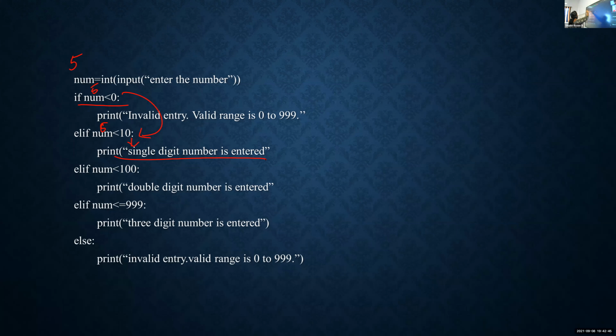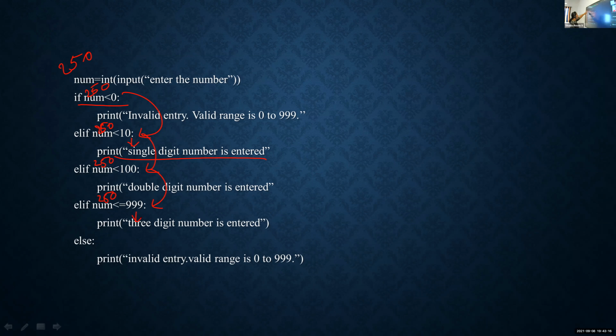Abhilash, if the value entered is 250, what happened? Ma'am, it will see if the number is less than 0, and since it's not, it will go to the next one and see if it's less than 10. Since it's not, it will go to the next statement and see if it's less than 100. Then finally it will check if it's less than or equal to 999, and since it's true, it will execute the 3-digit number statement.